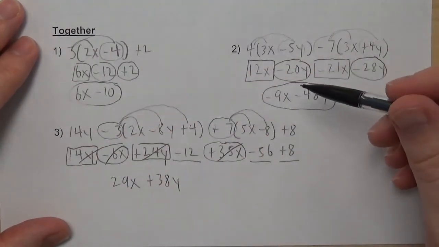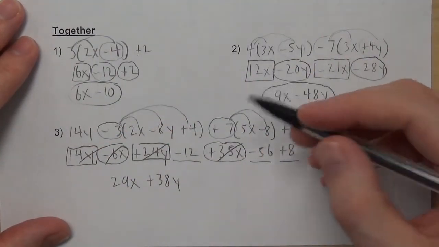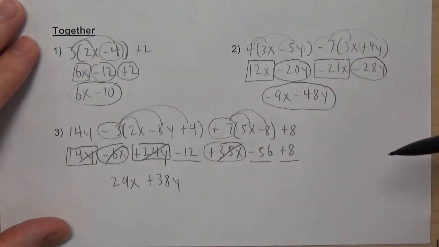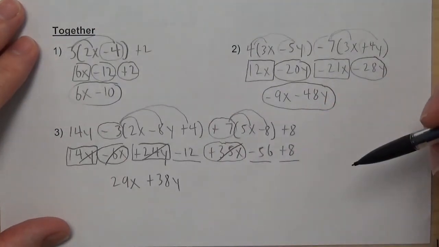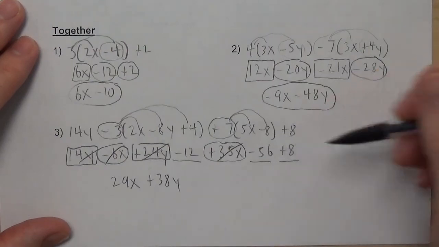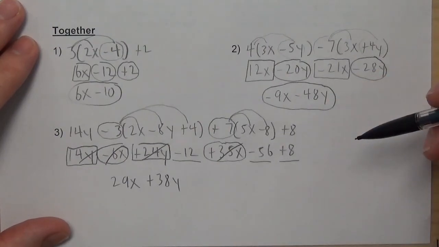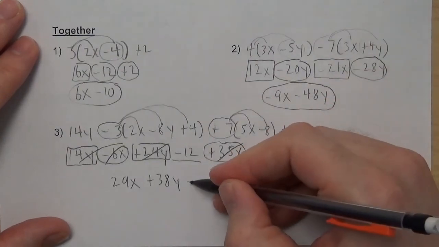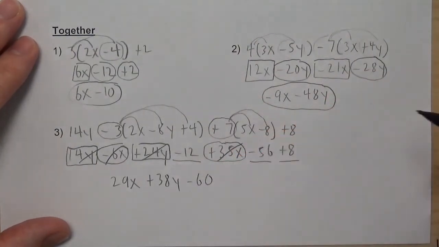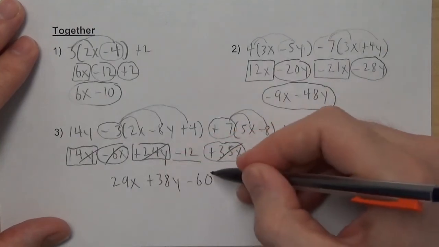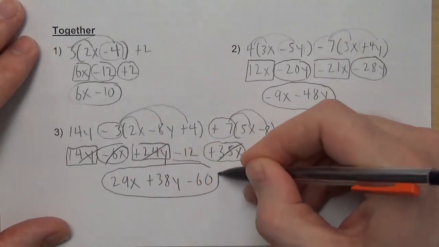And then you've got your constants here. So negative 12 and negative 56 would make negative 68. And then plus 8 would take away 8 of those negatives. And I think that's just going to end up giving you negative 60 in the end there. So looks like this is our simplest form. Everything combined that we can combine.